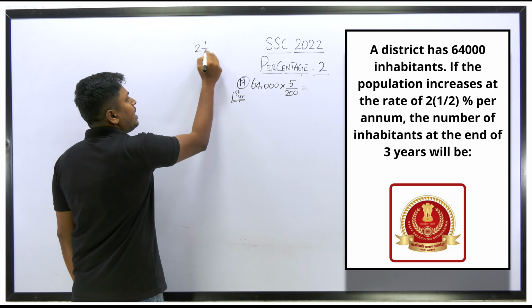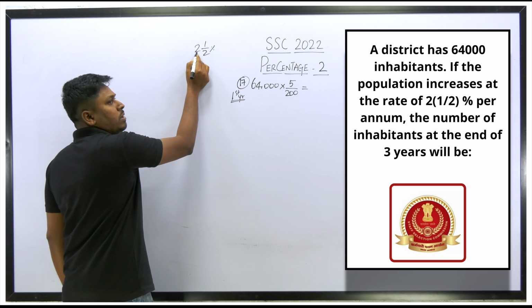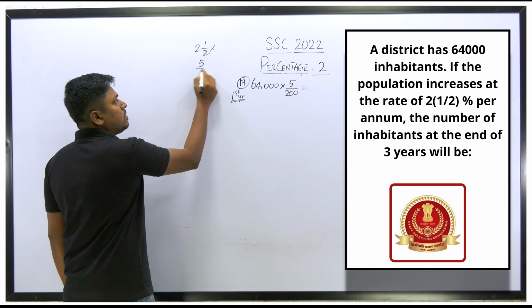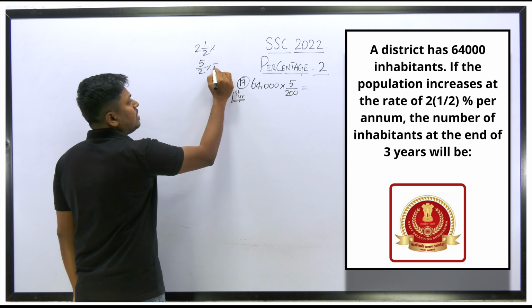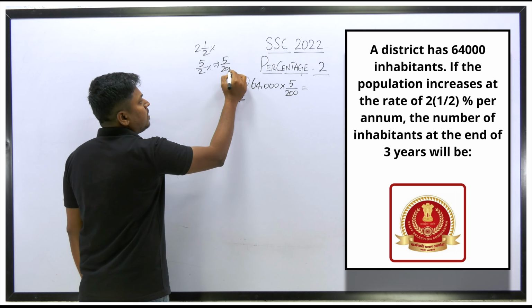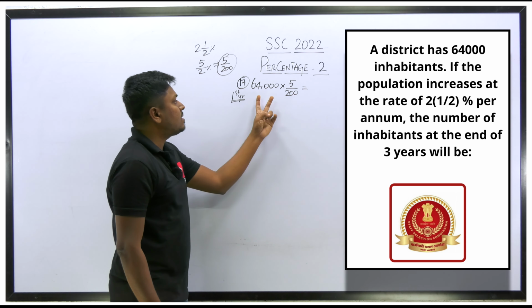So guys, understood how I wrote this? Just see, 2 1/2%, right? So 2 into 2 will be 4. So 4 plus 1 will be 5. So 5/2%. So in order to remove the percentage, divide by 100. So 5/200. Got it or not? So I am writing it as out of this 64,000.